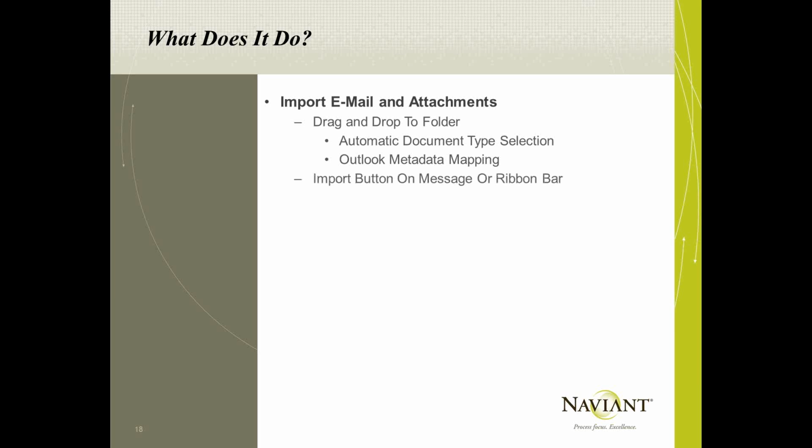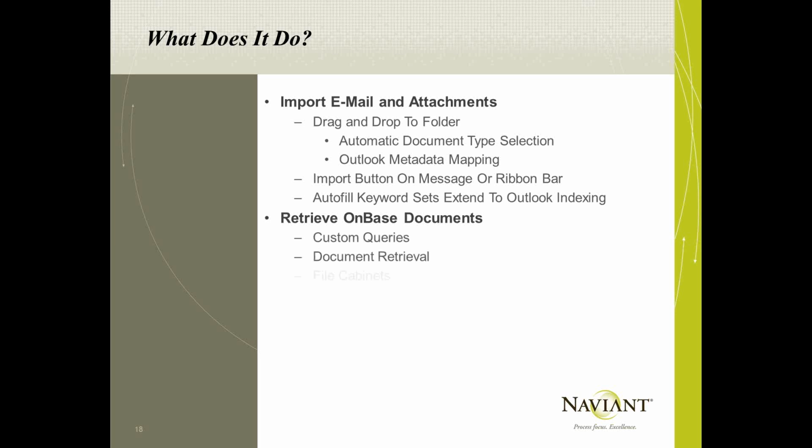Or you could import that message either through the import button that appears on the message or on the ribbon bar. Again, you're going to be prompted for the document type, and you'll have to provide all the keyword information. But your autofills do extend along with that so that you can key in a single value, and that autofill populates everything else. You can retrieve your documents stored in OnBase via custom queries, document retrieval, file cabinets. Showed you all that. I didn't show you envelopes, but if you use envelopes, those are also accessible through that. You can create new documents through OnBase Forms, your eForms, as well as upload from files.